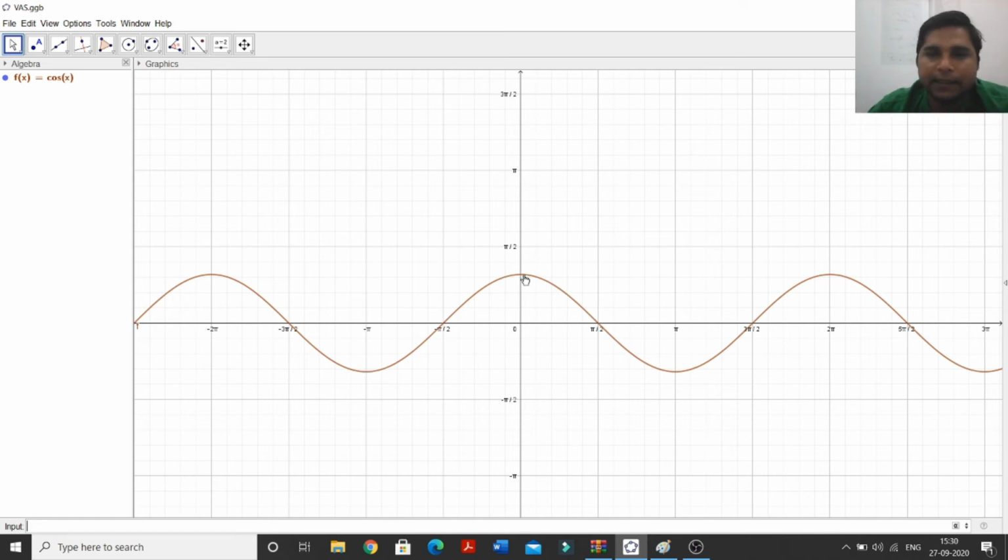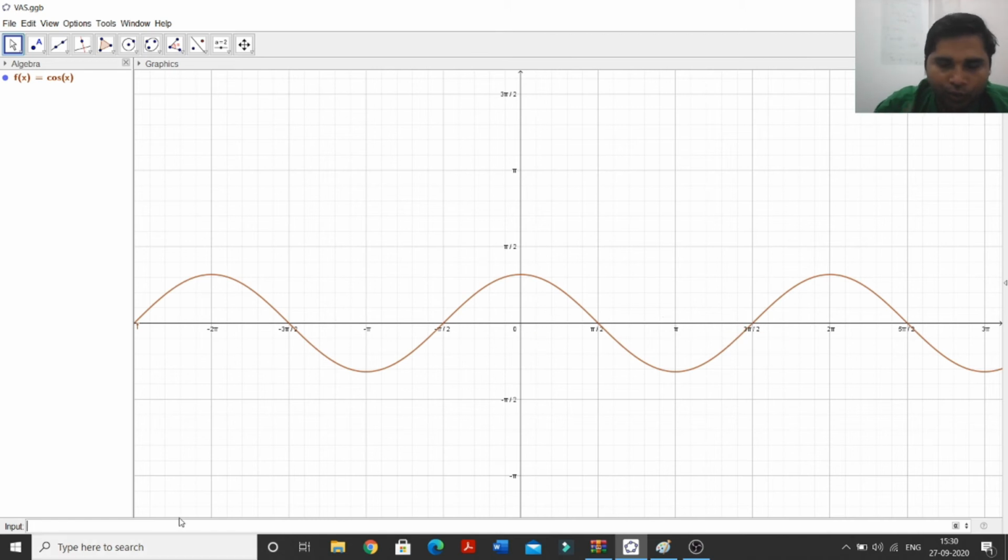So in this case, if you see around 0, from 0 to pi over 2, it is 1 to 1 function. And then pi over 2 to pi, it's also 1 to 1 function. So if you take from 0 to pi, it is 1 to 1 function. But if you go beyond, then it becomes many to 1, because it fails the horizontal line test, right? So we have to take x between 0 to pi.